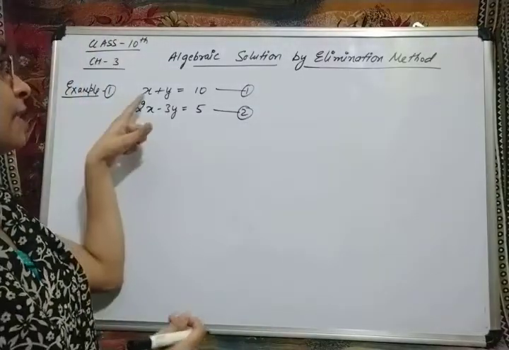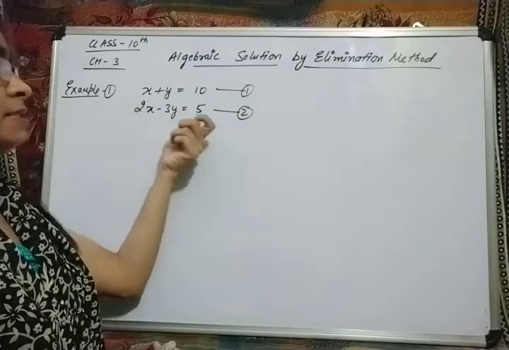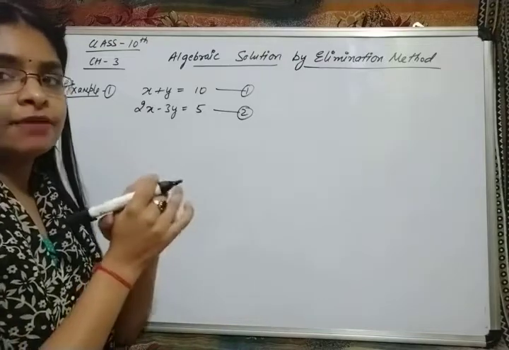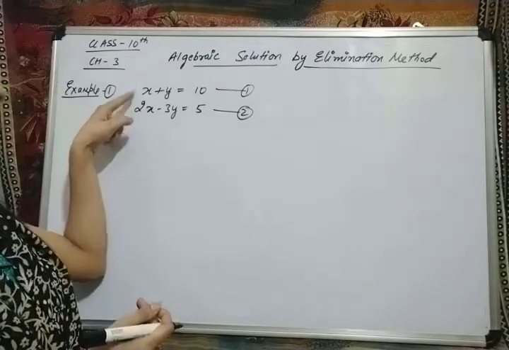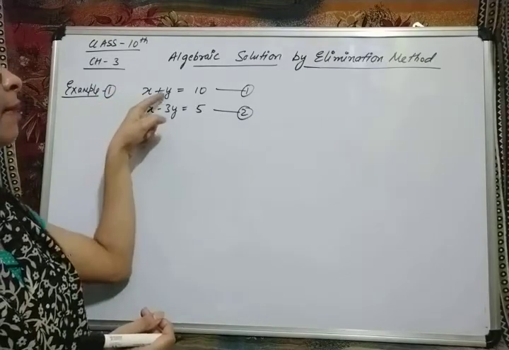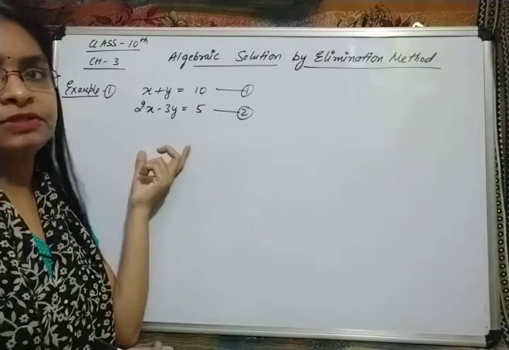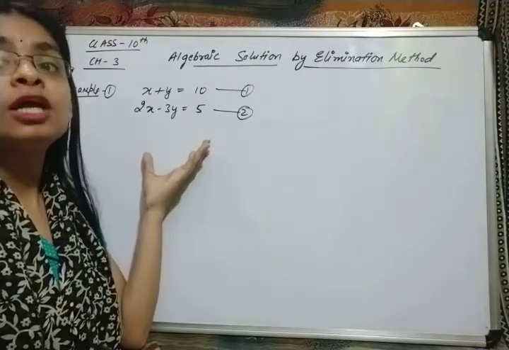The example is x plus y is equal to 10. This is our first equation, and 2x minus 3y is equal to 5. First we have to check whether it is a consistent pair or inconsistent. So a1 upon a2 is 1 upon 2, and b1 upon b2 is 1 upon minus 3. So a1 upon a2 is not equal to b1 upon b2. So this is a consistent pair, and it will have a unique solution.